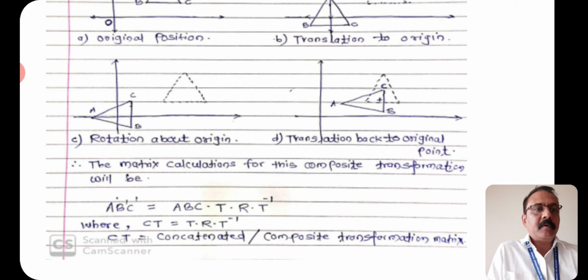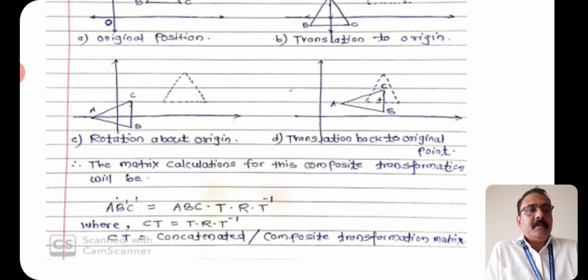This is very important, as we know that there are general rules for matrix calculation. Matrix multiplication is not commutative. That is, matrix A into B is not equal to B into A. This is a very important step.